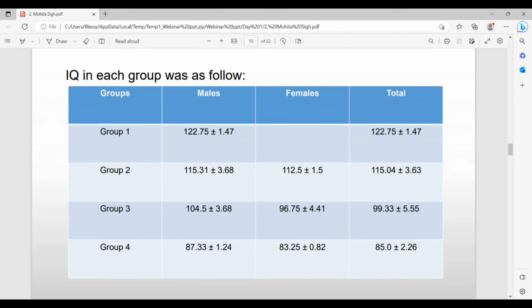So the IQ in each group was as follows. Group 1, the average was 122.75. In group 2, the average IQ scores were 115.04 with more in males and less in females. Group 3, 99.33 was the average IQ scores, and in group 4, it was 85.